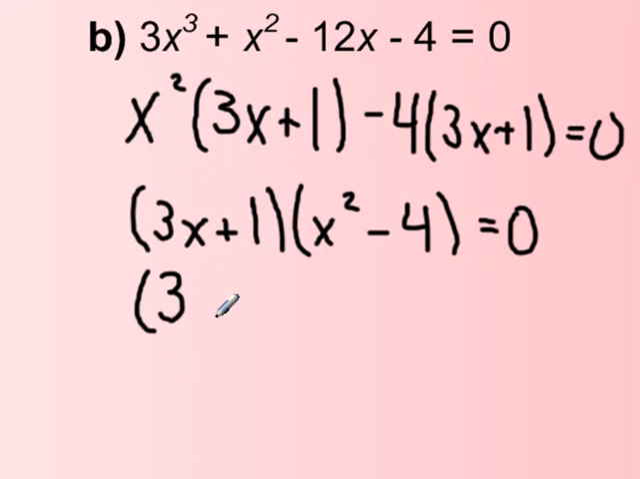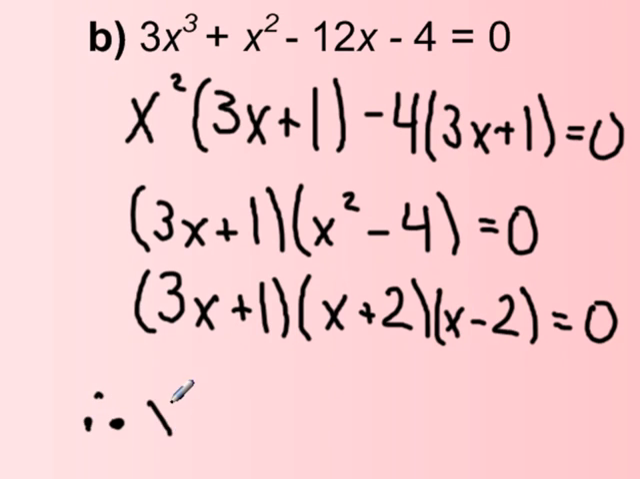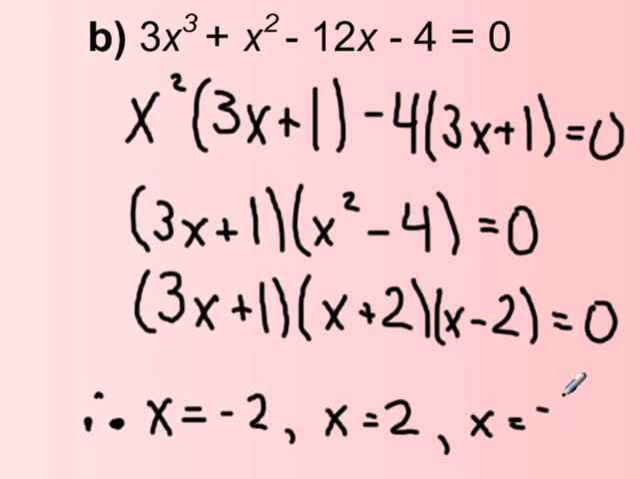And then my second factor is x squared minus 4, and I should again recognize that I can factor that using difference of squares: a factor of x plus 2, a factor of x minus 2. That equals 0. And again, therefore statement, my solutions to this polynomial are x equals negative 2, x equals positive 2, and x equals negative 1/3.